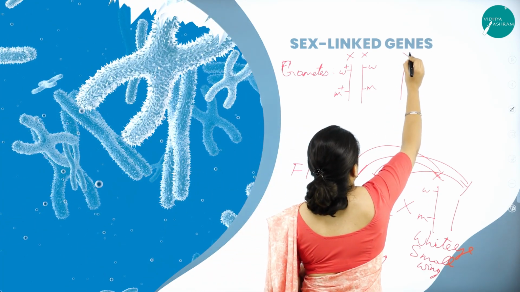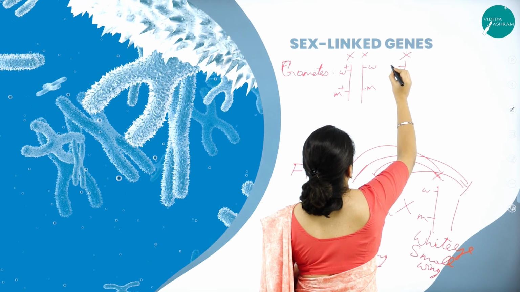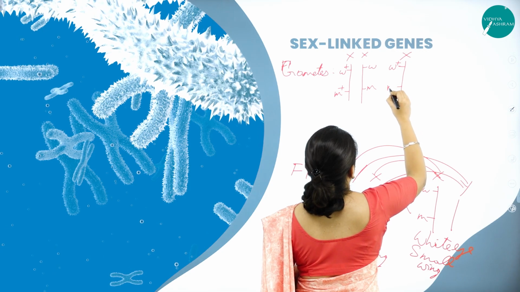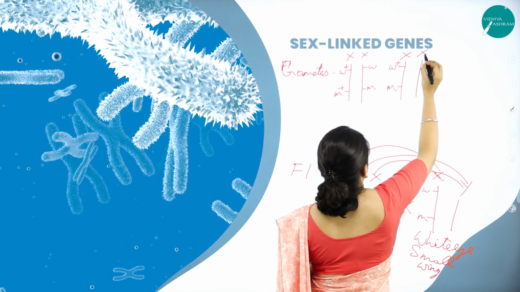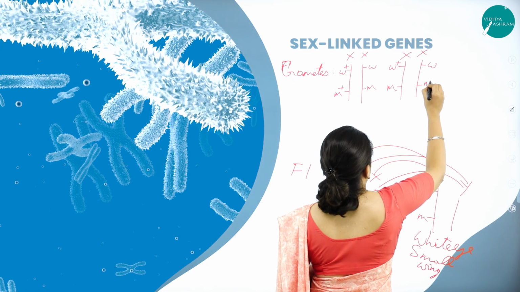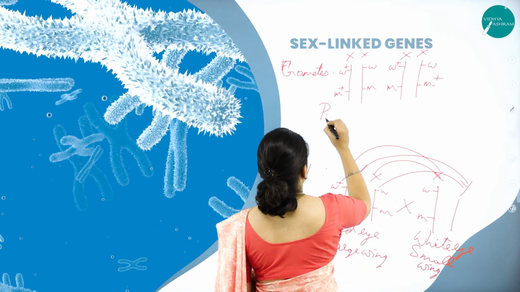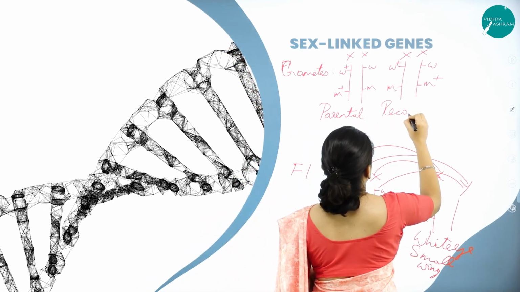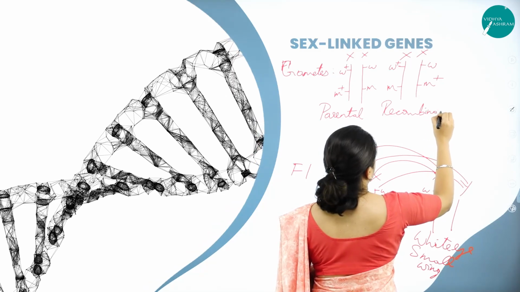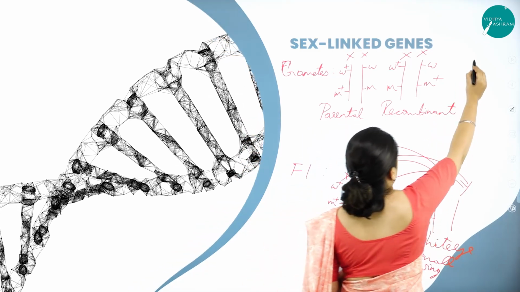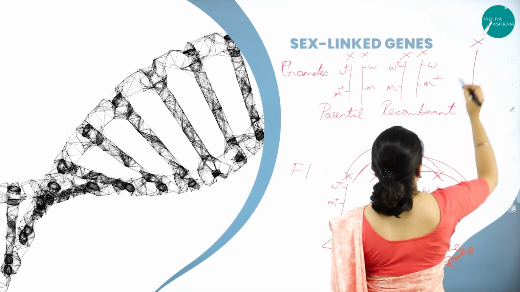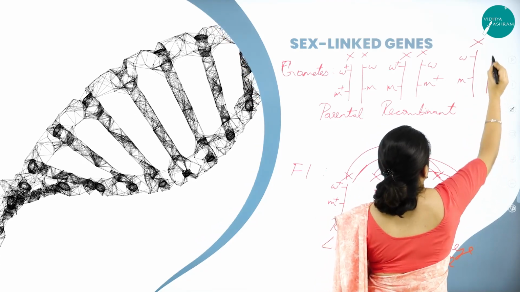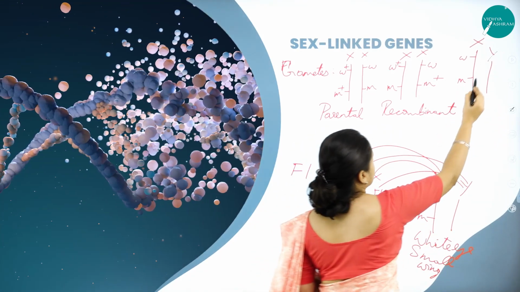So X W plus M, X W M plus. So this is the parental gamete. This is the recombinant. And one more gamete involved, that is X W M and Y. So these are the gametes that are involved.